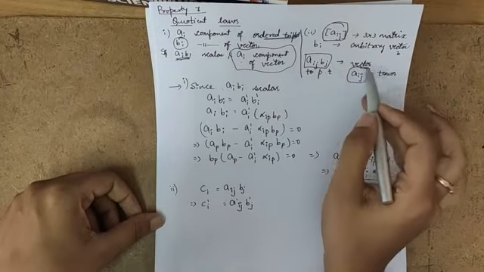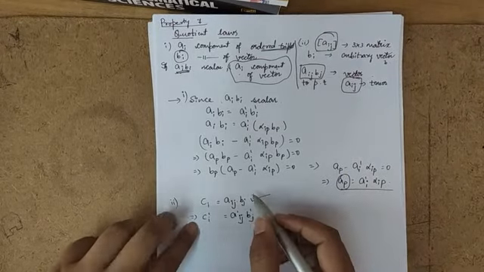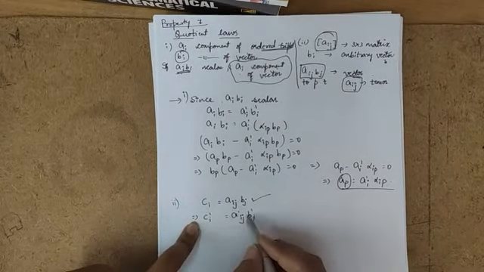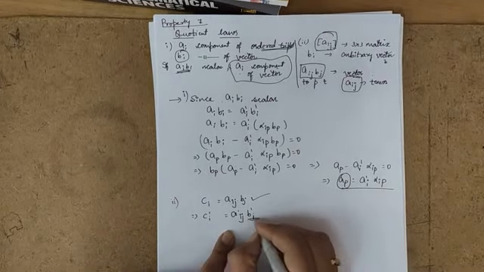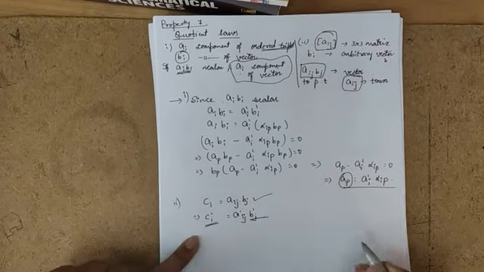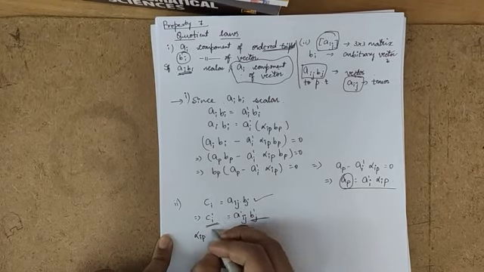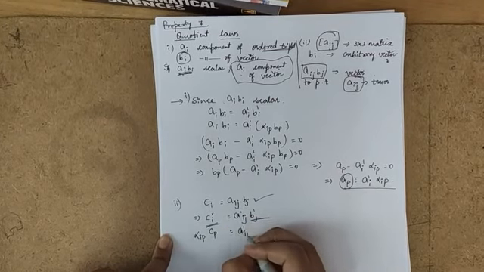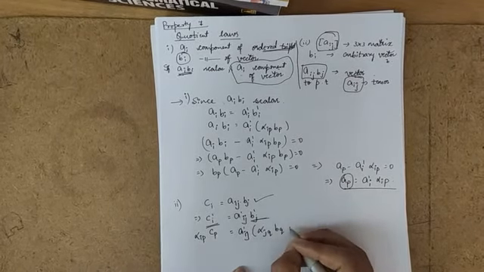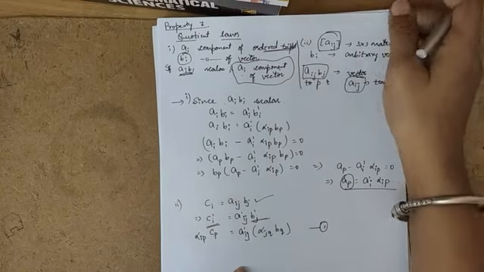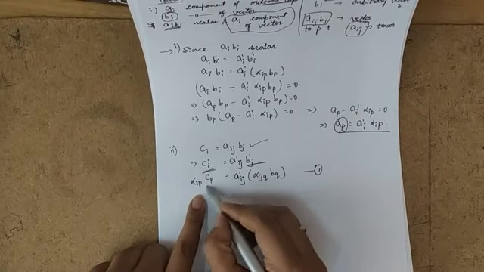Since A_ij B_j is a vector, I am denoting that A_ij B_j is equal to C_i. If this is true, then this is also true. We know that C_i prime is equal to A prime_ij B prime_j. Here B prime_j and C_i prime are vectors. So I can write C_i prime as alpha_ip C_p, A prime_ij as it is, and B prime_j as alpha_jq B_q. I will call this equation 1. This is because C_i and B_i are components of vectors.